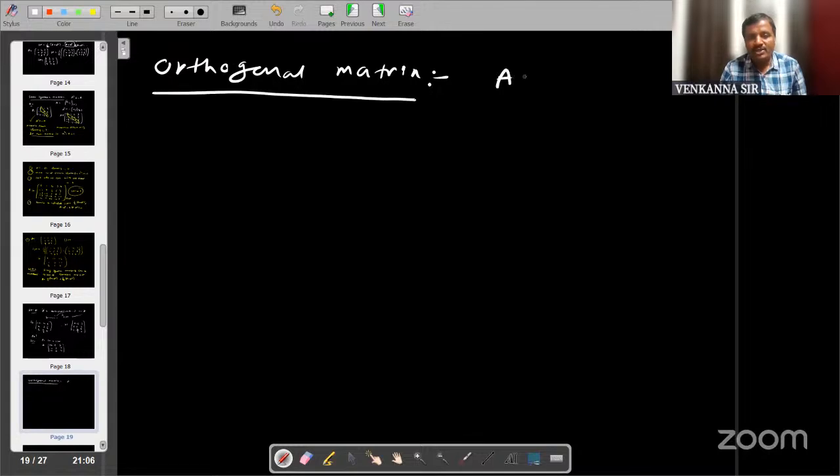What is the condition? A square matrix A is said to be orthogonal if A into A transpose is equal to I. So that is the condition for orthogonal matrix. And what are the different properties we have here? Properties of orthogonal matrix.